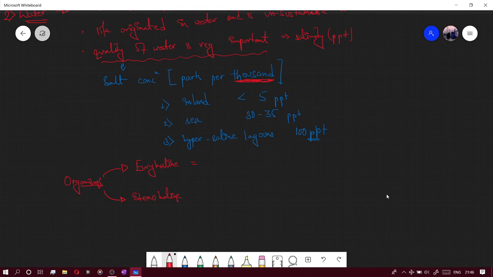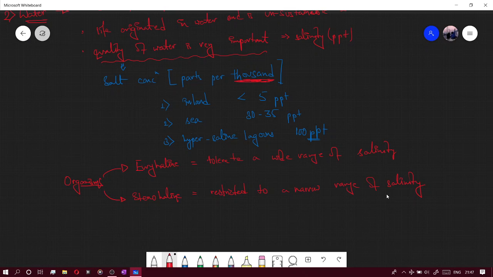Okay, so similarly euryhaline means that can tolerate a wide range of salinity. Organisms that can tolerate a wide range of salinity. And stenohaline are restricted to a narrow range of salinity. Restricted to a narrow range of salinity.